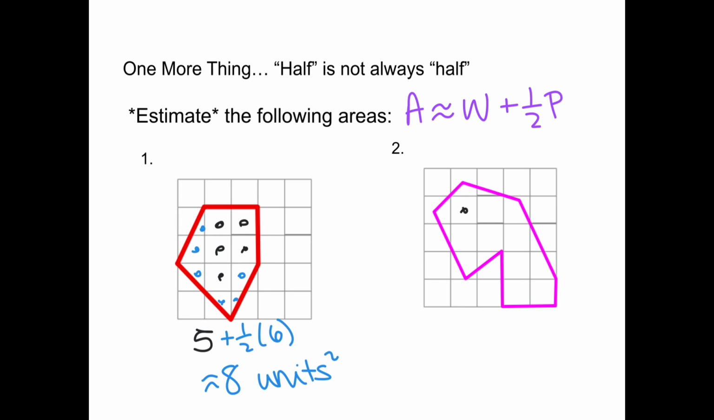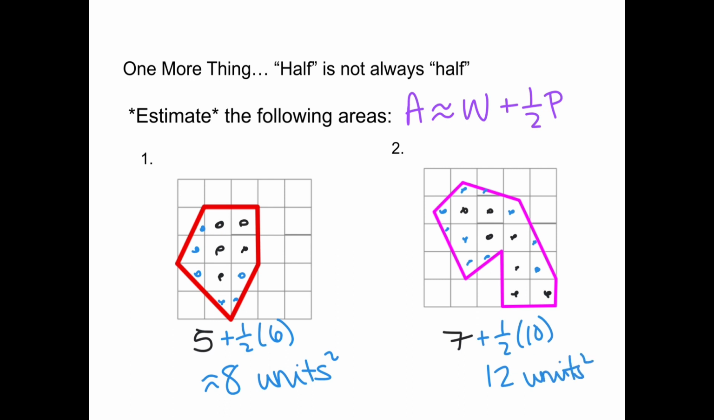So number 2, 1, 2, 3, 4, 5, 6, 7 wholes. Notice that I did not include this block here as a whole, because even though it looks like a whole, this little section right here gets cut off, so it's technically a partial. So I'm going to count that as a partial here, and so I have 1, 2, 3, 4, 5, 6, 7, 8, 9, 10 partials. So plus 1/2 of the 10, or plus 5, it's going to be 12 units squared.